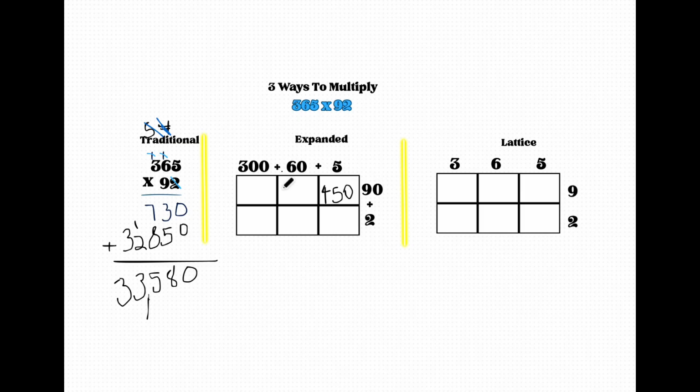And then I'm going to multiply 90 times 60. I do 9 times 6, which is 54. And then 60 has 1 zero. The 90 has 1 zero. So I add those 2 zeros behind the 54. And then we're going to do 9 times 3, which is 27. And 300 has 2 zeros. 90 has 1 zero. So I can add all 3 of those zeros down and end up with 27,000.